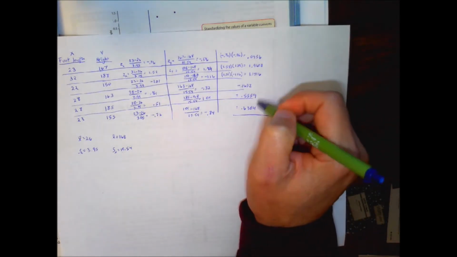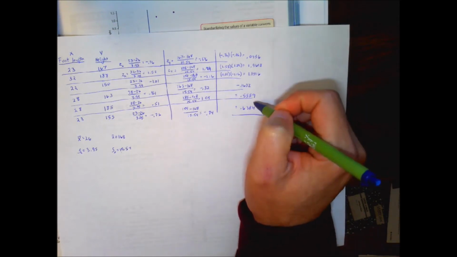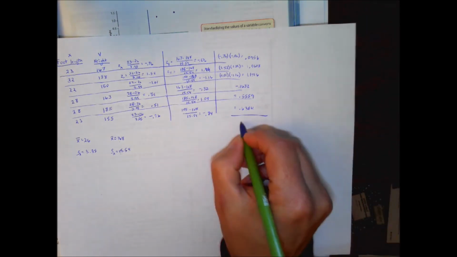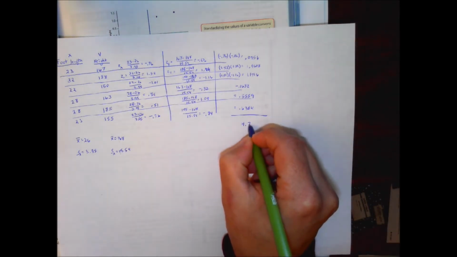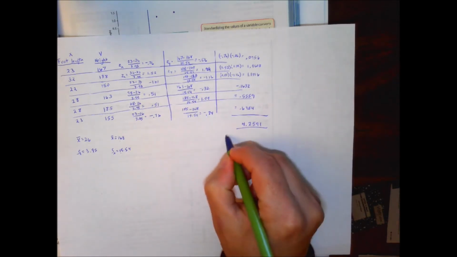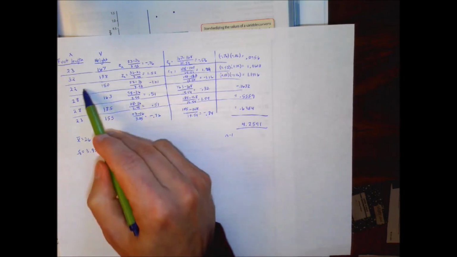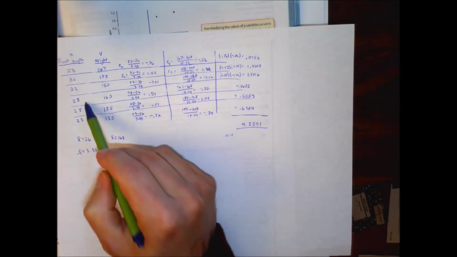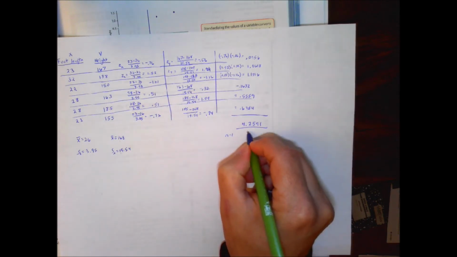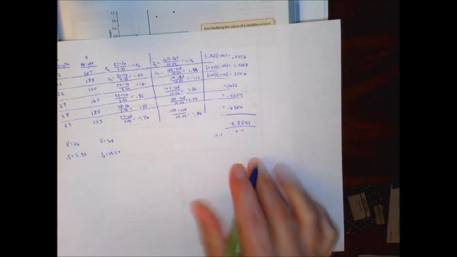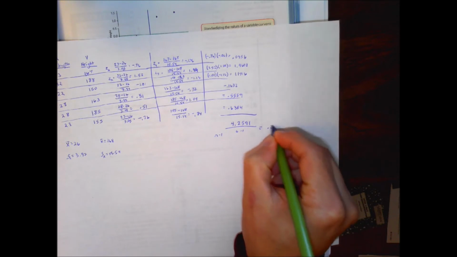Okay, so if you add all these together, I'll pause it and add it together here for you. Okay, when you add those all together, you get about 4.2591. And our formula says we want to divide this by n minus 1. Since there are 1, 2, 3, 4, 5, 6, we're going to divide this by 6 minus 1, or 5. And we should get an answer of about 0.84.